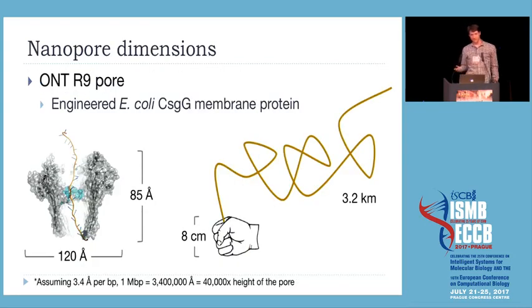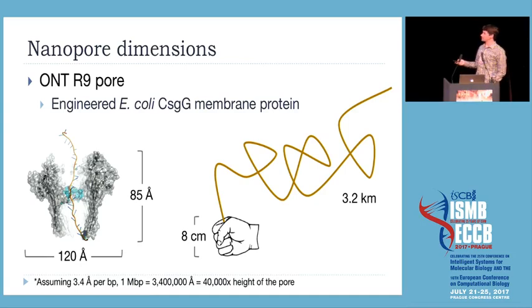Just to give you an idea of the scale of this, here's the size of the pore measured in angstroms. The ONT R9 pore is actually a re-engineered E. coli membrane protein. So it's really fun to think about an E. coli protein sequencing the E. coli genome so many times over.